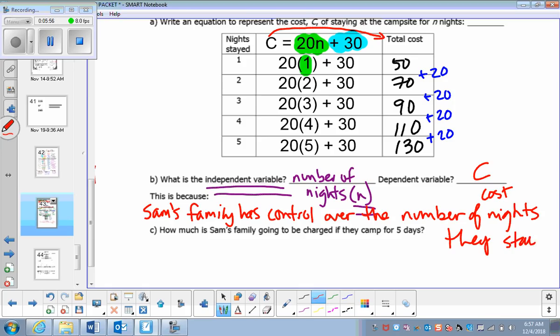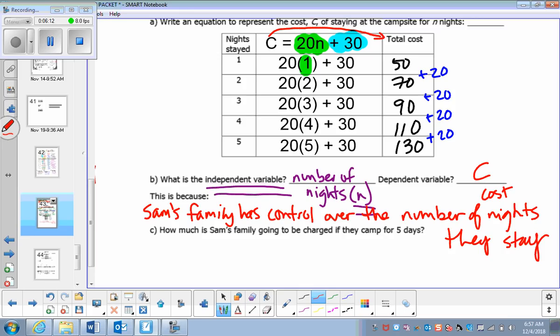And once again, what you have control over, that's independent. And of course, the cost depends on the number of nights you stay. So, that chart up there, you can fill it out kind of easily because in elementary school, we know how to plug stuff in and simplify.